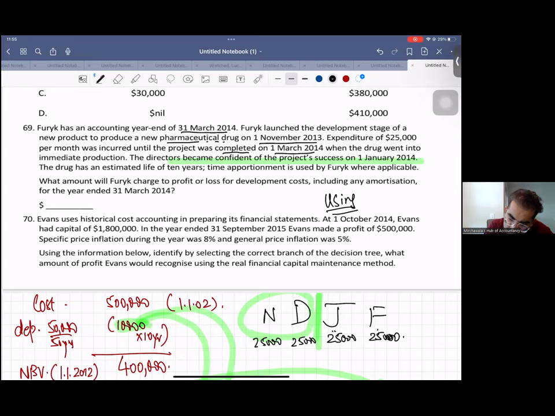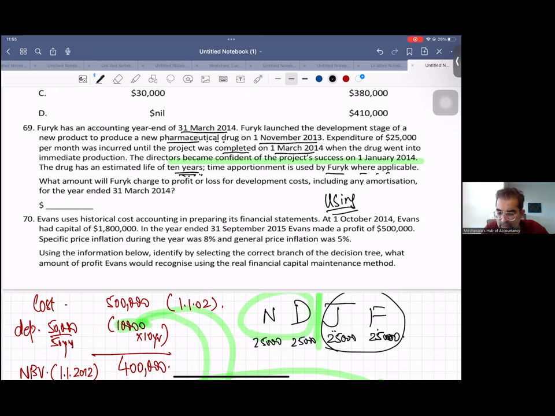The drug has an estimated life of 10 years. I think this is not that question. It's a different question. That question is different, of depreciation and capitalization. I'll show you that question. The drug has an estimated life of 10 years. Time apportionment is used where applicable. Okay, easy. Now listen. So your capitalized development cost is 50,000.